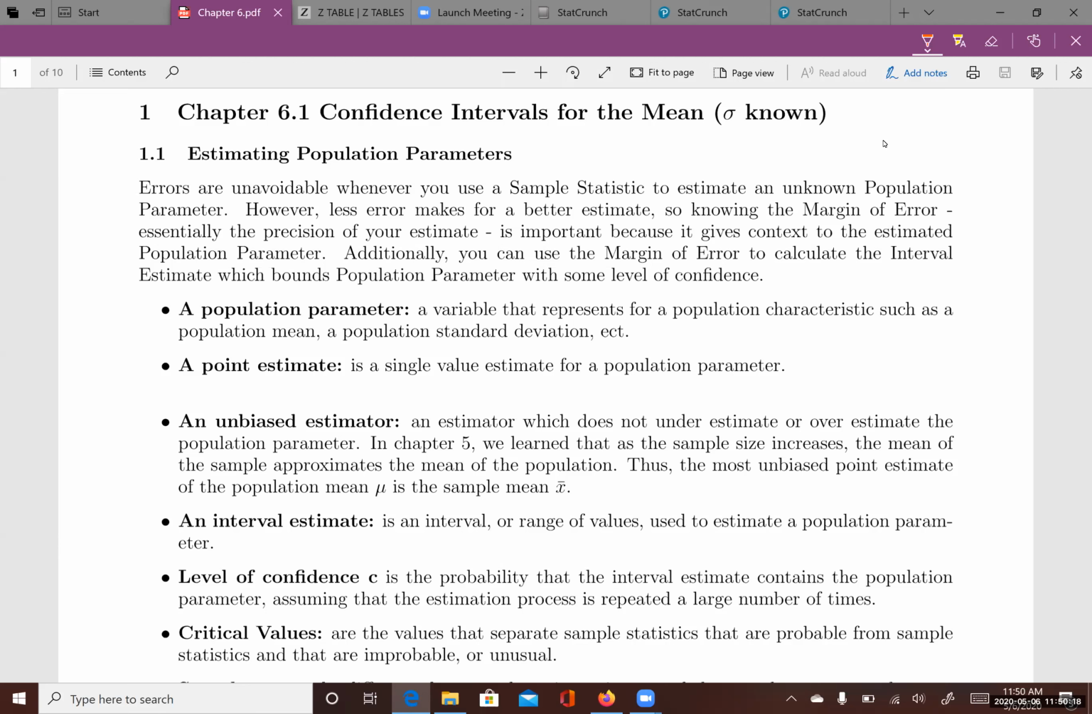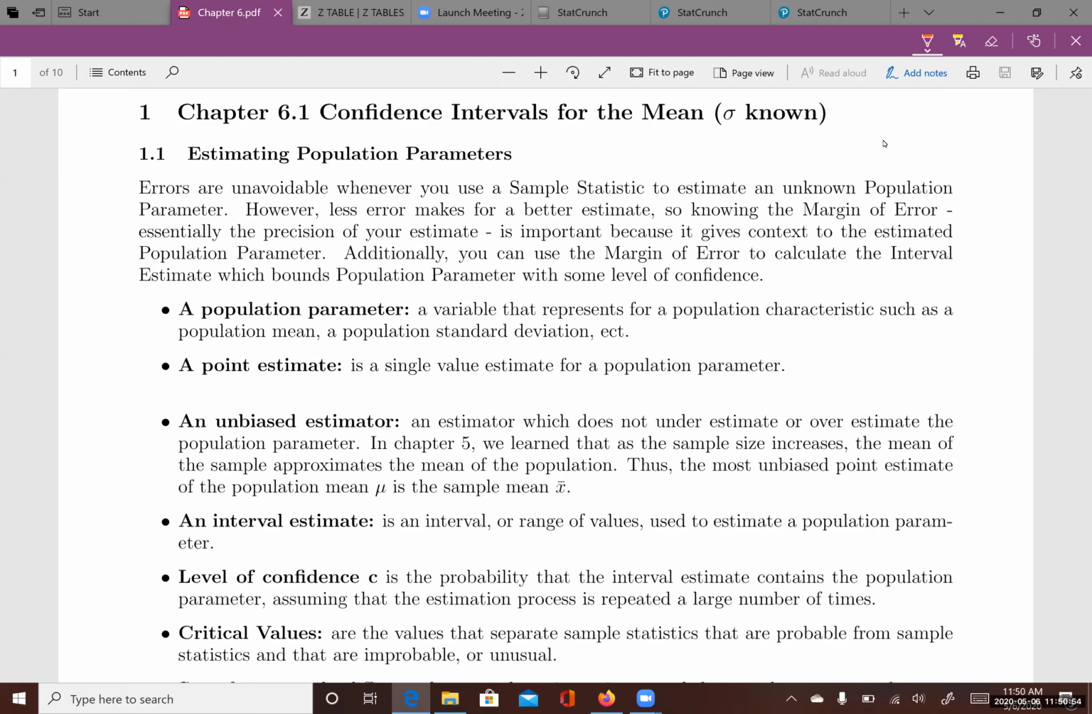And you use the sample statistics to estimate the population's parameter. However, less error makes for a better estimate for sure. And knowing the margin of error, especially the precision of your estimate, is important because it gives you context to the estimated population parameter. Additionally, you can use the margin of error to construct a confidence interval, which bounds the population parameter with some level of confidence.